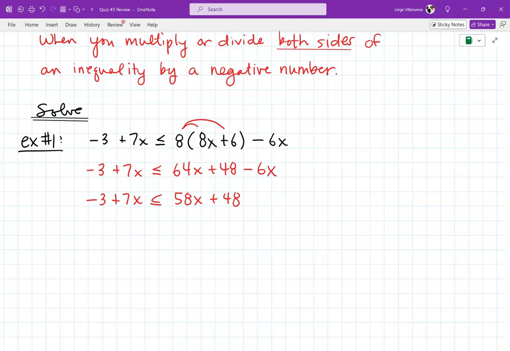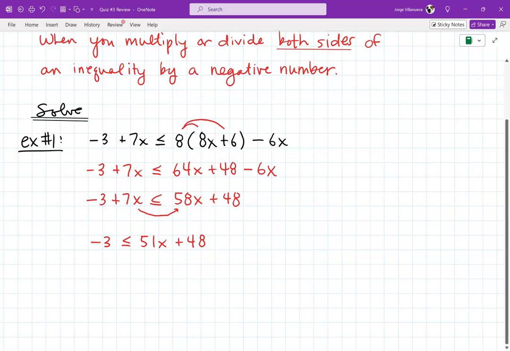Okay. Now, let me move the 7x to the right side. That's the smaller one. So I get negative 3 less than or equal to. If the 7x was positive and I move it to the other side, it becomes negative, right? So that's 58 minus 7. That's 51. Plus 48 at the end.